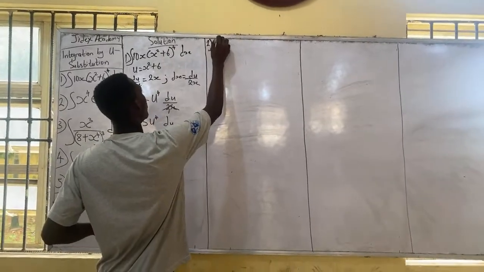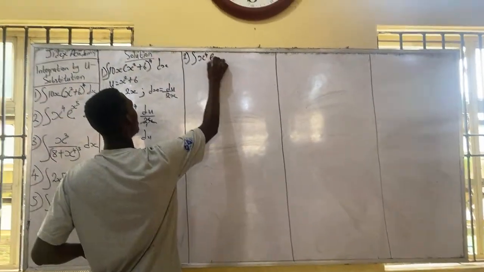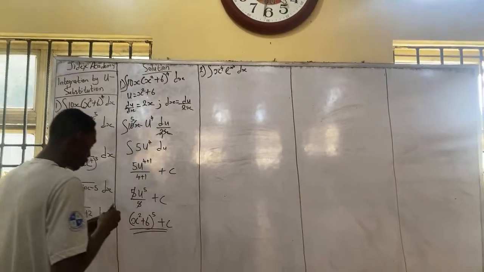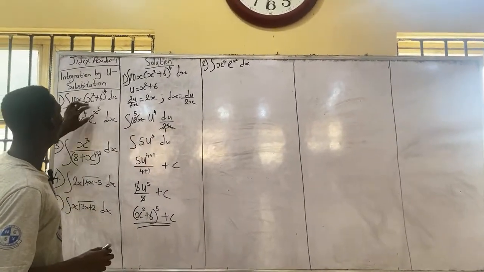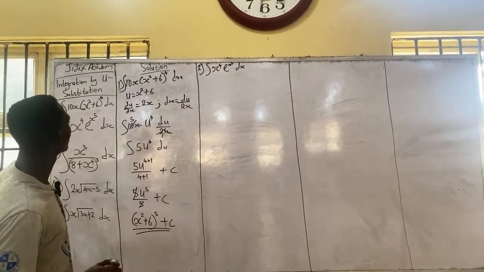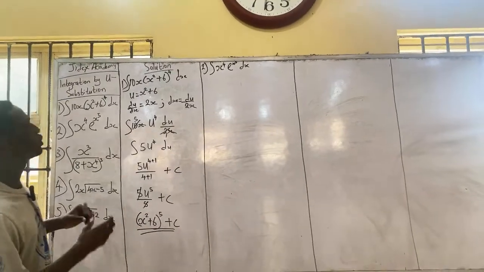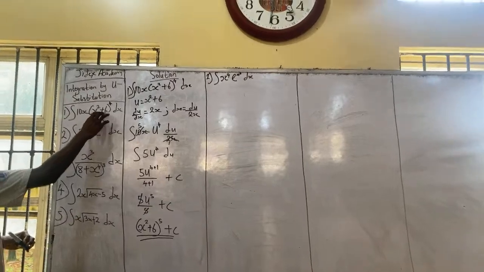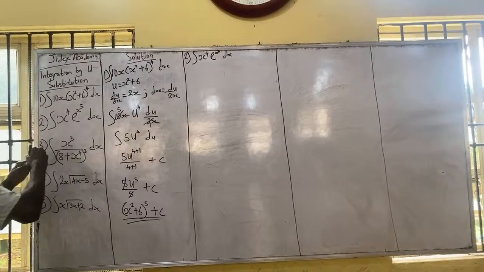Now, for question 2, we are told to integrate x to the power of 4, e to the power of x to the power of 5 dx. What value are we going to make use of to be equal to u? If you notice, I aim for the one with the highest power and make it u. So what do you think I'm going to make to be the highest power?